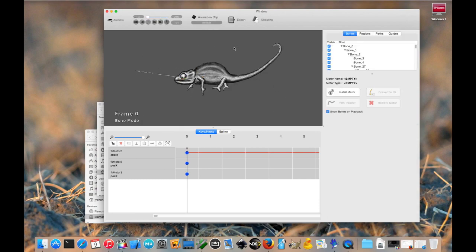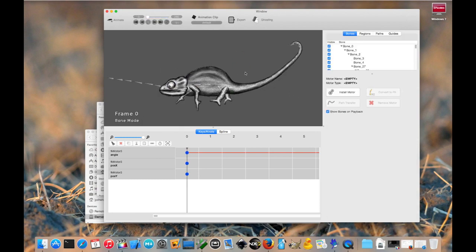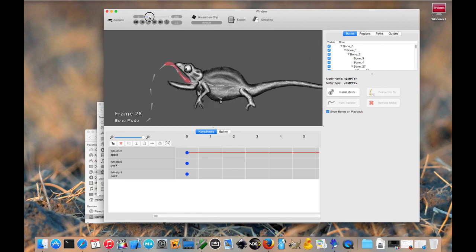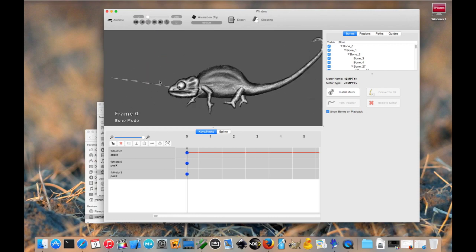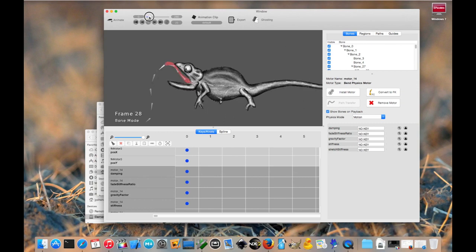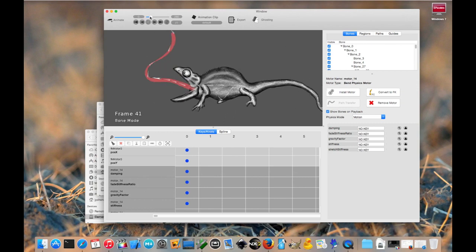Okay, you can see there's quite a few things going on. Let's start off with the tongue. You're probably most curious about the tongue. Now the tongue is actually composed of this chain of bones over here. And what's actually going on is that we are doing a couple of very fancy tricks, obviously.